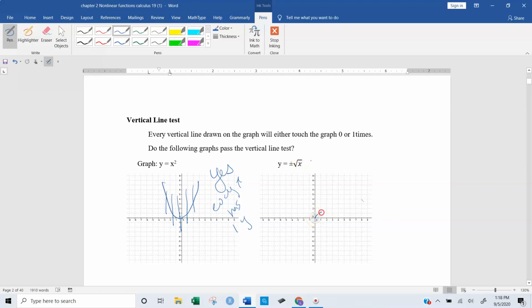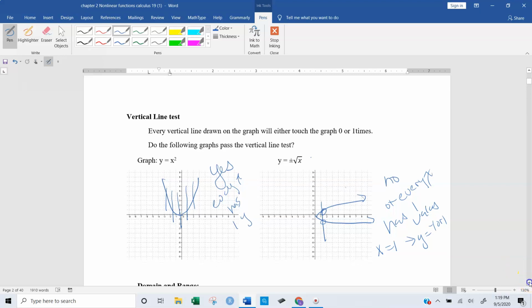Okay, this one here is the square root. So I hope you remember the positive square root goes up like so, and the negative square root goes down like so. So the answer is no. If I draw, let's just draw one here. It hits it at 2 spots. Therefore, the answer is no. Not every x has one y value. An example would be x equals 1, then y equals -1 or 1, which is bad. So it has 2 values.